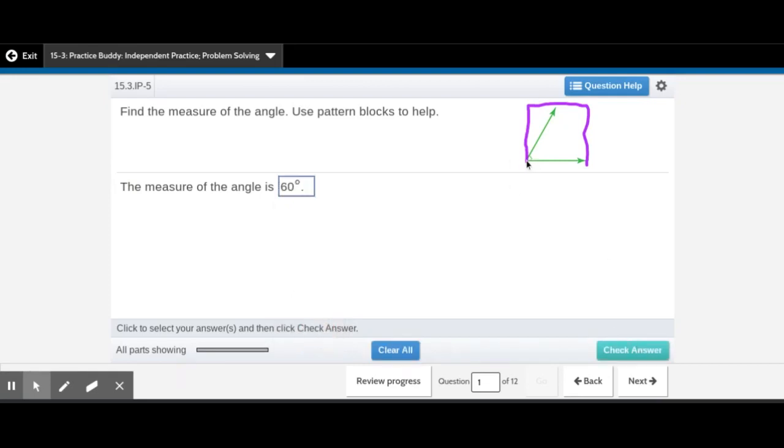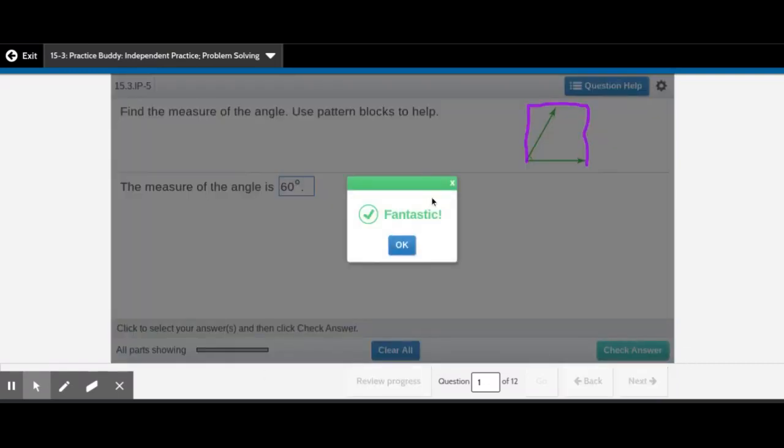If the angle was a little bit smaller, like maybe right here, then I would think it was a 30. Let's check our answer. We are correct.